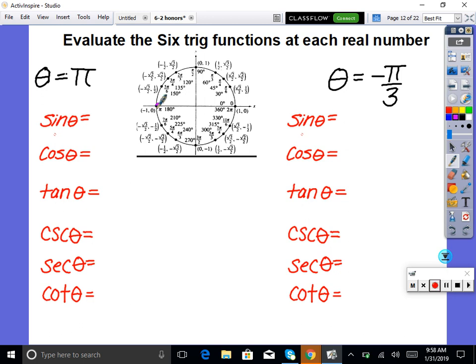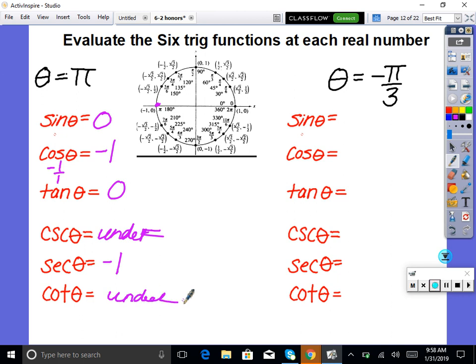So it says at pi, find the sine. 0. Therefore, cosecant is undefined. Okay, you get the picture. And cosine is? Therefore, secant is? Negative 1, because that's negative 1 over 1, guys. If you reciprocate it, you get negative 1 again. Tangent is 0 divided by negative 1, which is 0. Therefore, cotangent must be undefined.